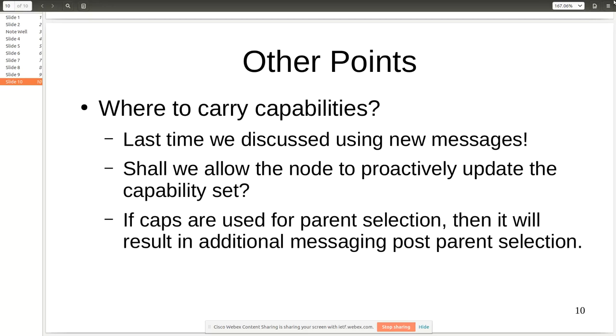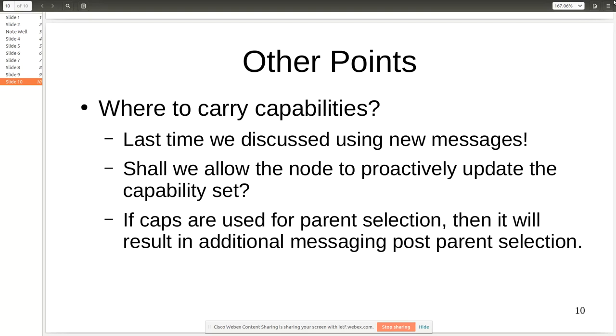We said that the DAO projection would have, at the last meeting, Rabi, we discussed at IETF 105, that there would be a new option similar to the target option. I have just not written it yet, but it would be something about siblings.